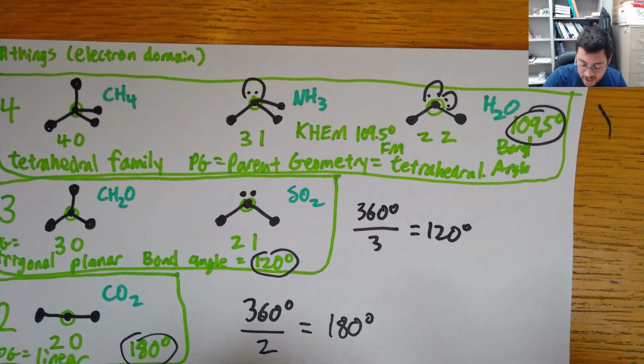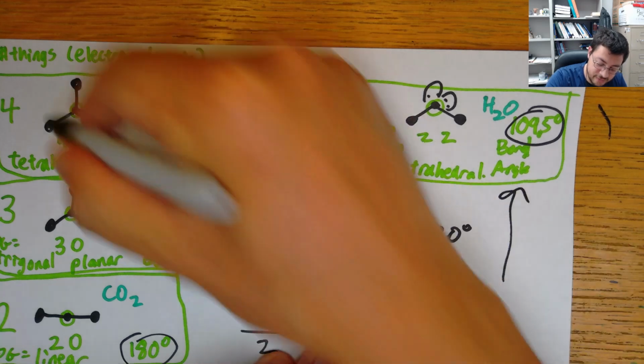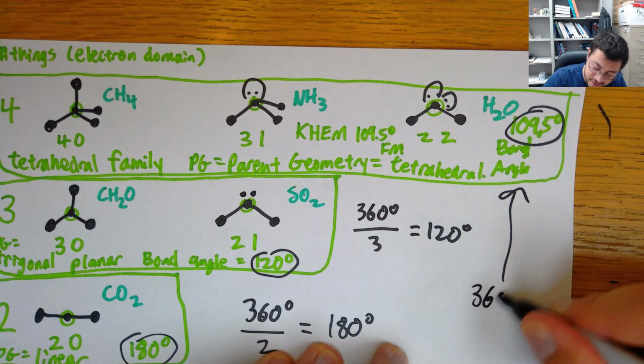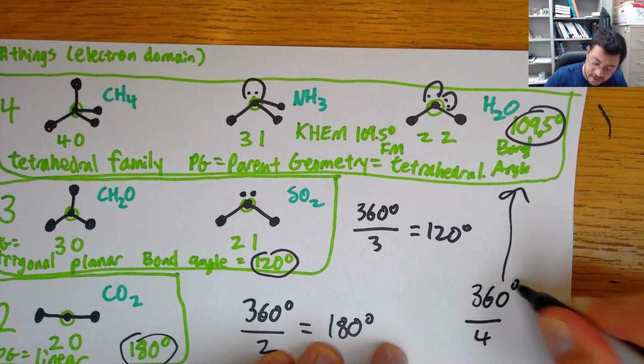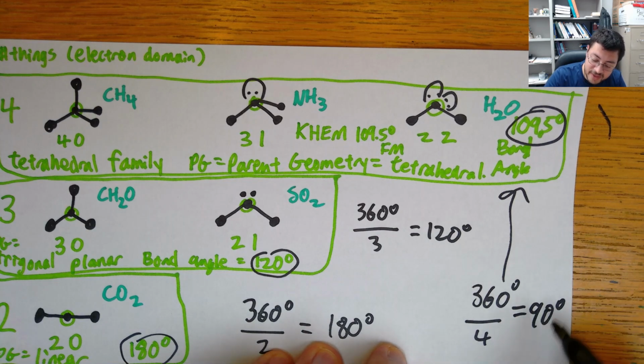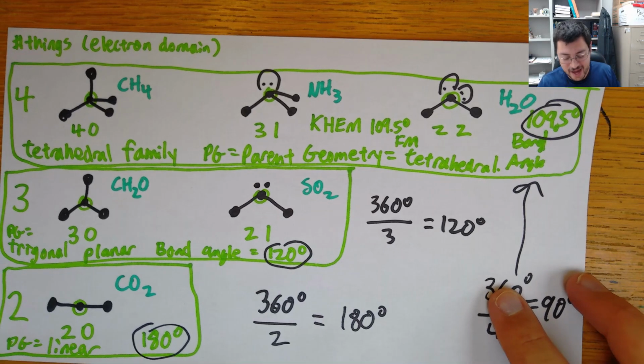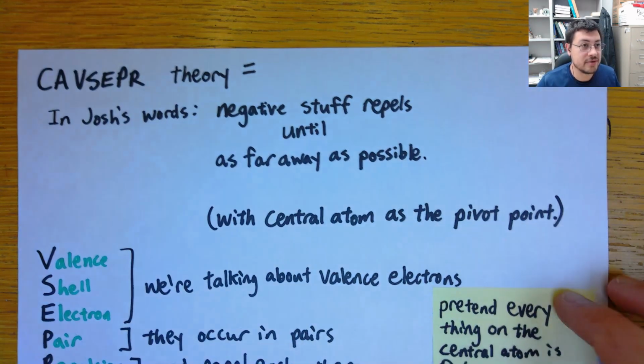But then Josh, what on earth? I've got 4 things, 360 degrees divided by 4. That's 90 degrees. So what the heck? How come that's not 90 degrees? How come that's 109.5 degrees? So glad you asked. To answer that, we're going to have to bust out this crazy slide.